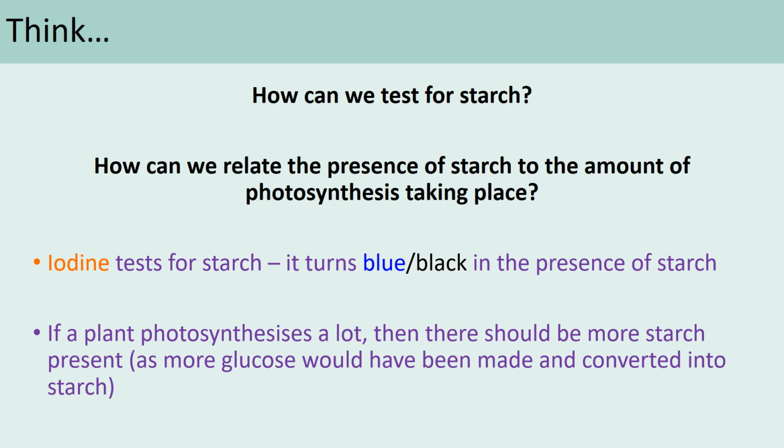If there is photosynthesis happening, then it's making glucose. That glucose will be converted into starch. So if there is starch there, we know that plants are photosynthesizing. And the more starch there is, the more photosynthesis is taking place. So that is why we do the starch test using iodine, because it shows us that photosynthesis is occurring.